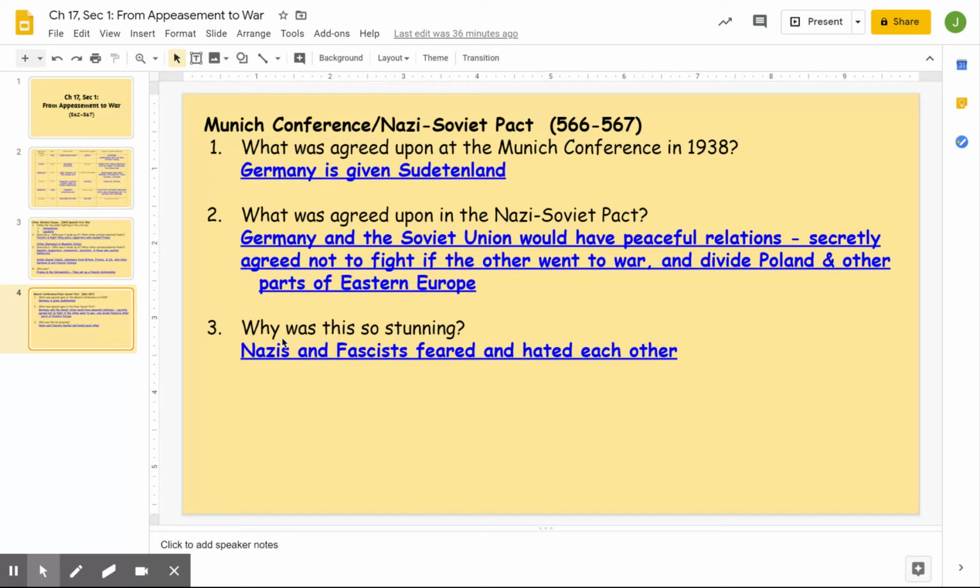What was agreed upon in the Nazi-Soviet Pact? We see Germany and the Soviet Union having peaceful relations, secretly agreeing not to fight if the other went to war, and dividing up Poland and other parts of Eastern Europe amongst themselves. Right? And why is this so stunning? Well, if we remember from chapter 16, Nazis and fascists fear and hate each other. All right, so it's very stunning that they decide to have these peaceful relations.